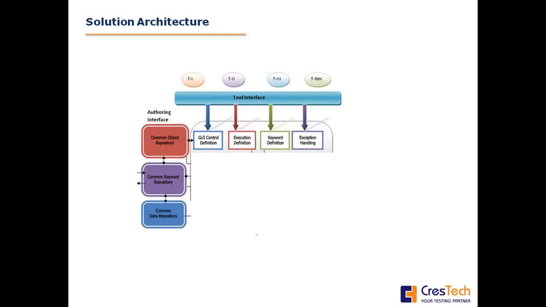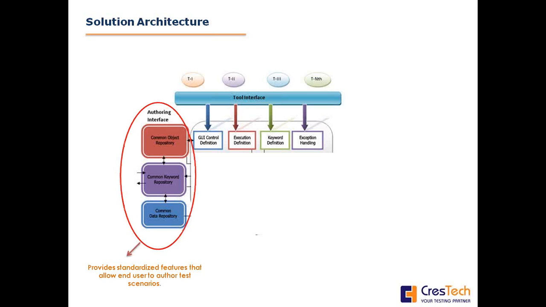With this, I'll move on to the next interface, which is the authoring interface. Now, this authoring interface is based on the fundamental principle that we discussed, the end user abstraction principle. And how do we achieve this end user abstraction? Again, by having a few components. As you can see in the diagram, there are three components: common object repository, common keyword repository, and a test data repository.